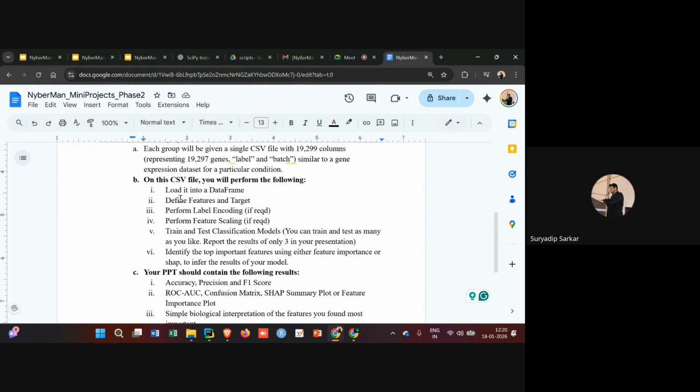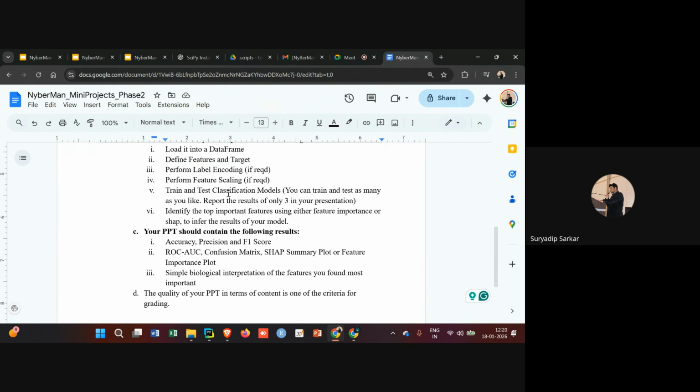So on this CSV file, you have to first load it into the data frame. You have to define the feature and the target matrix. You have to perform any form of label encoding if required. You have to perform feature scaling if you feel it is required. Then you have to train and test classification models. Okay, you can train and test as many models as you like. Report the results of only 3 in your presentation.